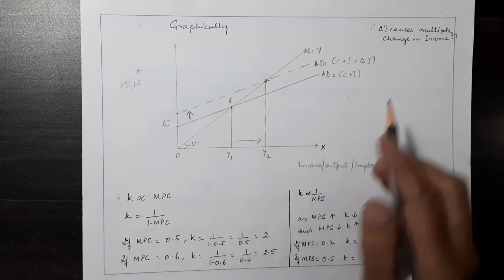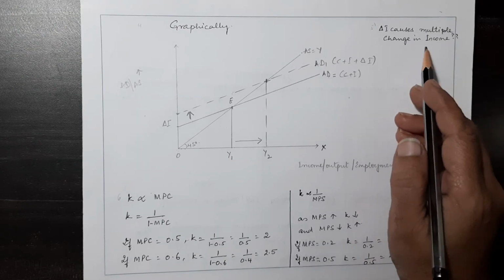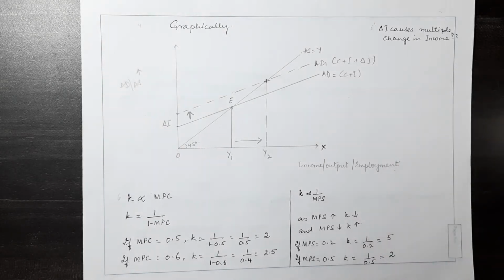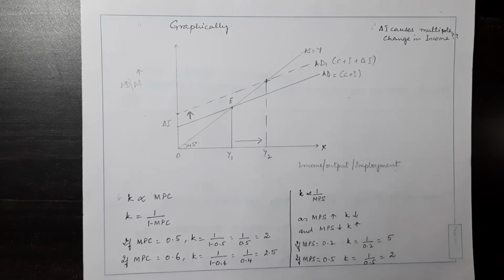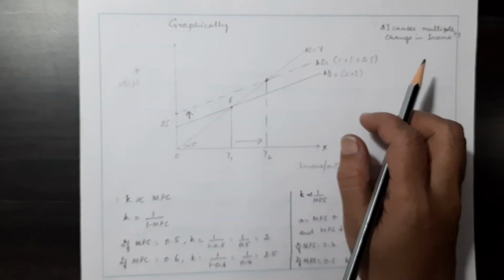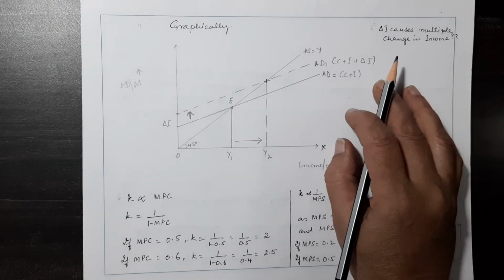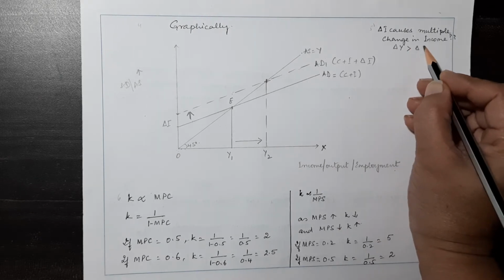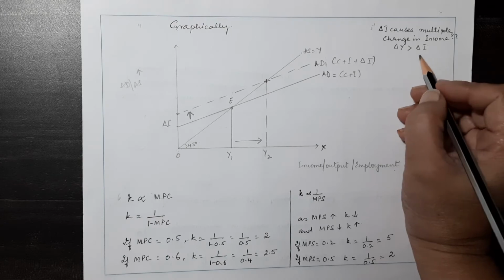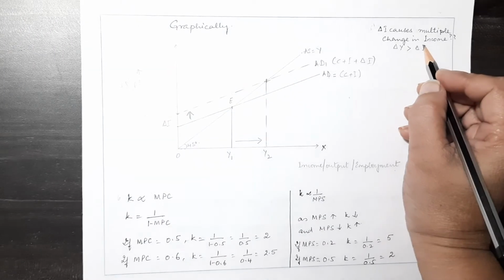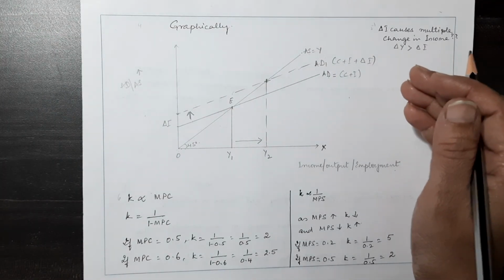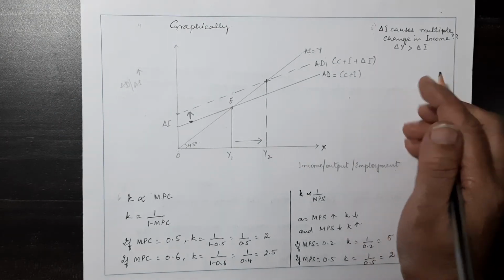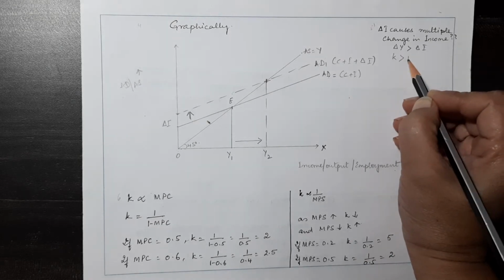Now let's understand how a change in investment causes a multiple change in income. This is one of the questions that is generally asked in our board examination: why does a change in investment cause a multiple change in income? That means we are finding a change in income because of a change in investment that is greater than the investment. This is because the value of the investment multiplier is always greater than 1. That means K is always greater than 1.